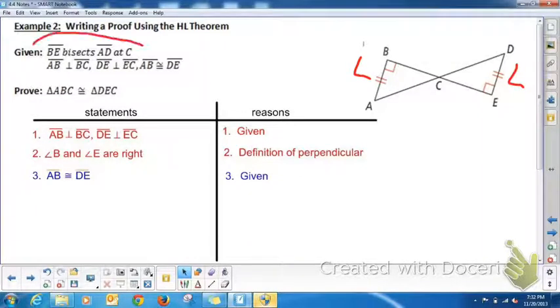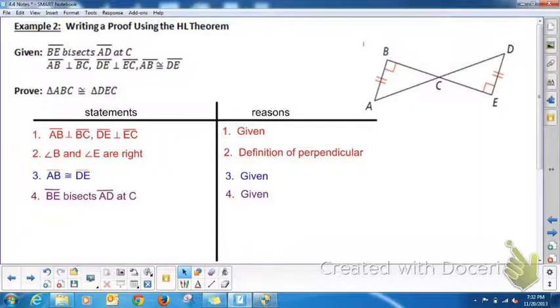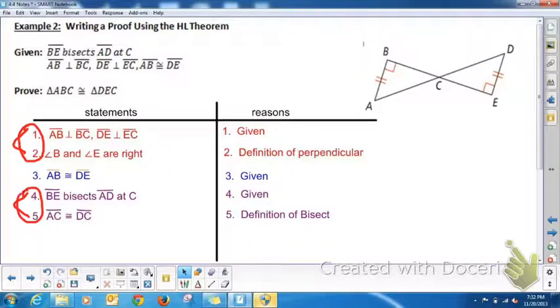I could have used this part and gone with the hypotenuse first. It doesn't matter as long as these ones that are the same color have to go together. So 1 has to come before 2. Then I'm using this, that BE bisects AD at C. And we said that that means that it cuts this into 2 congruent segments. It was important to say that before you said AC is congruent to DC by definition of bisect. Again, they're the same color. They have to go together. So these groups had to go together in order. 1 and 2 had to go together. 4 and 5 had to go together.